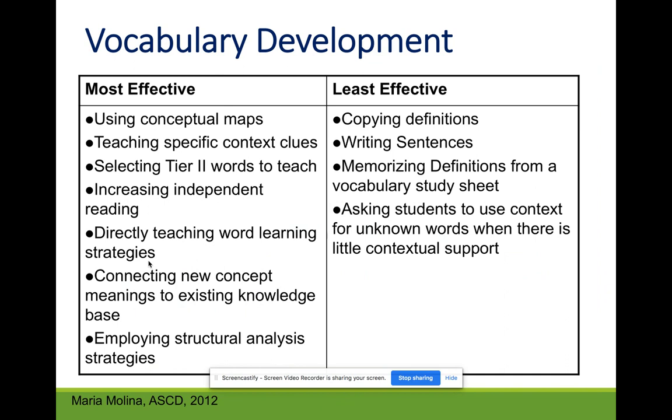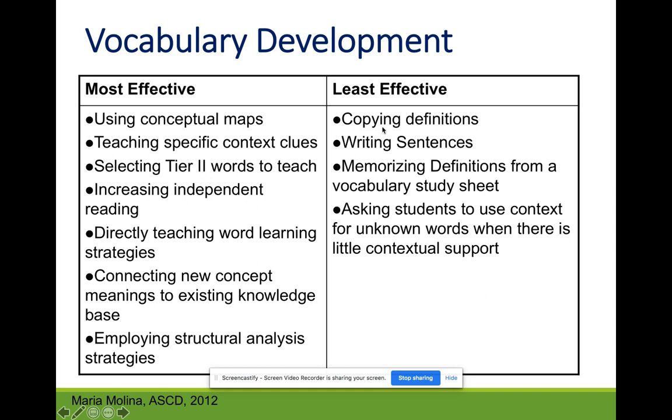So vocabulary development is usually where people get the most focused when they have students who are learning English in their classroom. Most effective is teaching word learning strategies, connecting it to something they do know, giving them context clues, which would include visuals, selecting tier 2 words, so words you'll use over and over again in your classroom to teach, operations in math, the steps of the scientific method in science, anything that you're going to use throughout the year.